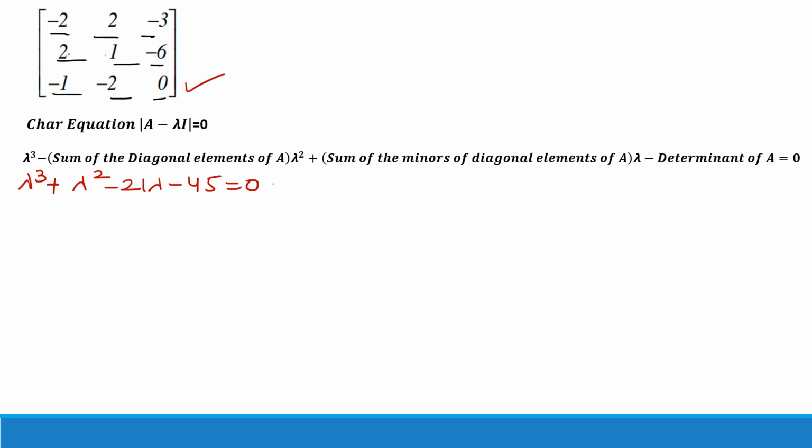So now we are going to shift to 3. If I take 3, what will you get? 27 plus 9 minus 63 minus 45. This is again not satisfying our equation.